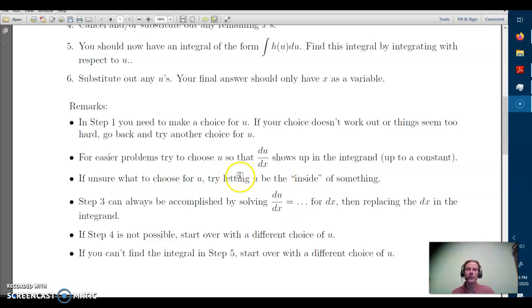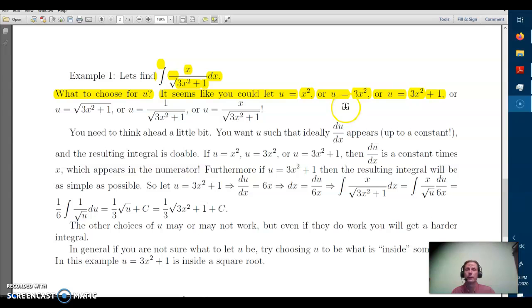For example, try to choose u such that du dx shows up in the integrand, at least up to a constant. In the example we just did, possible choices for u were u equals x squared, or u equals 3x squared, or u equals 3x squared plus 1, or some of these other more complicated things. For these first three choices, however, du dx is some constant times x, and as you can see, x shows up. So the derivative of u is showing up, and that's a big hint that your choice for u is the right one.